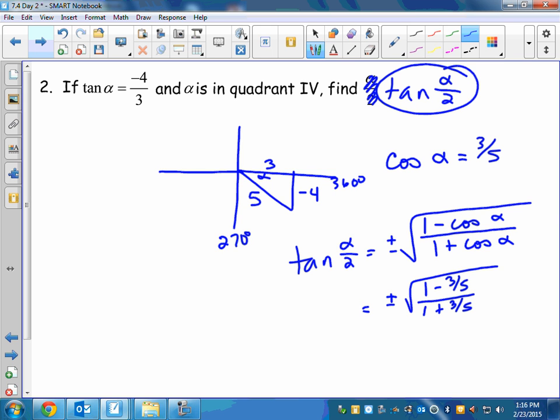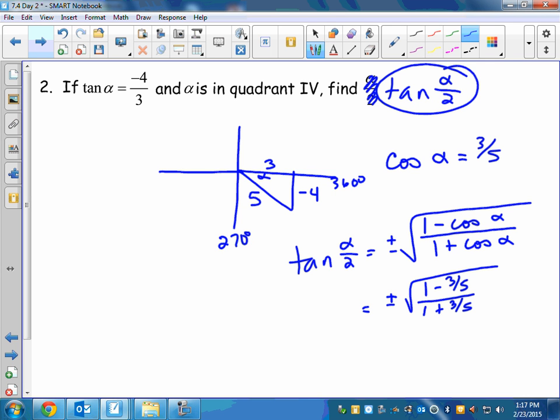We're trying to figure out if our outside number should be positive or negative. All right? And the other problem was easy to tell because you just looked at the angle. Where was the angle? We don't know what alpha is. We just know that alpha is in quadrant 4. So I said if we're in quadrant 4 and we took half of any angle in quadrant 4, would we always end up in quadrant 2?